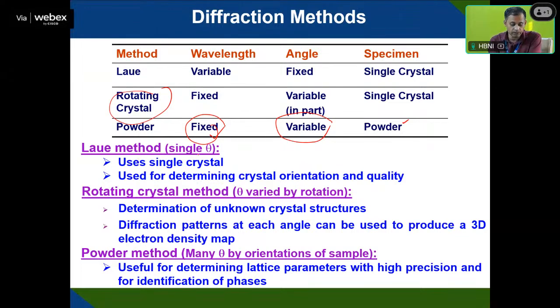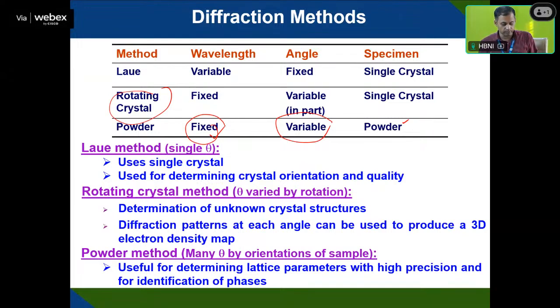In case of the Laue method, that uses single crystals, and it's used for determining the crystal orientation as well as the quality of the materials. The rotating crystal method determines unknown crystal structure. If you don't know the crystal structure, it can be found by this rotating crystal system.